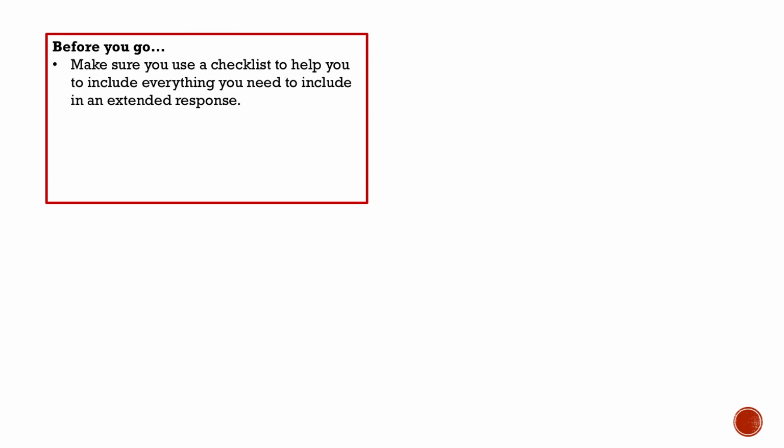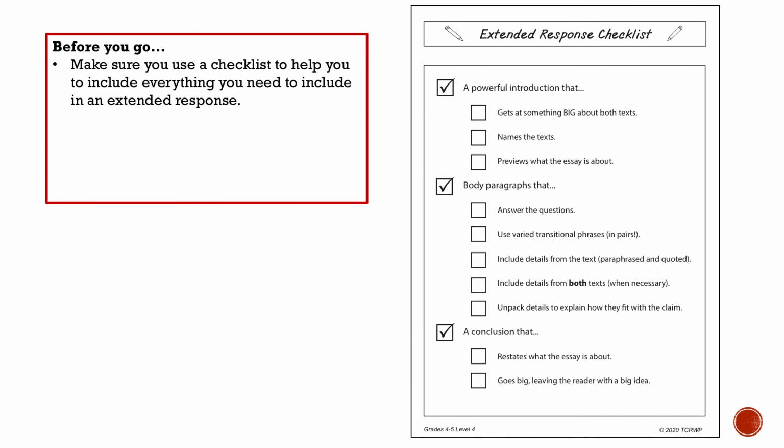Before you go to write your extended response, I want to make sure that you're using a checklist to help you, and you're including everything that you need to include in an extended response. So I've included in your assignment this tool. You guys are familiar with this, the extended response checklist. Make sure that you're using that as you write your extended response. That's going to help you to make sure that you are including everything you need to include to get a great score on your extended response. No matter if it's a 5th grade prompt, or in this case, the 6th grade prompt, if you use a checklist, it's going to help you to remember to include all those great things.